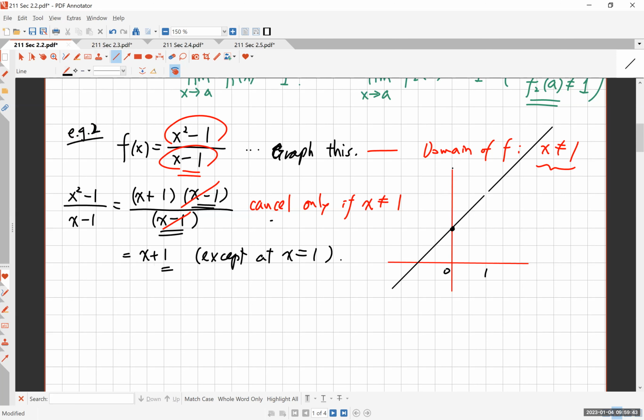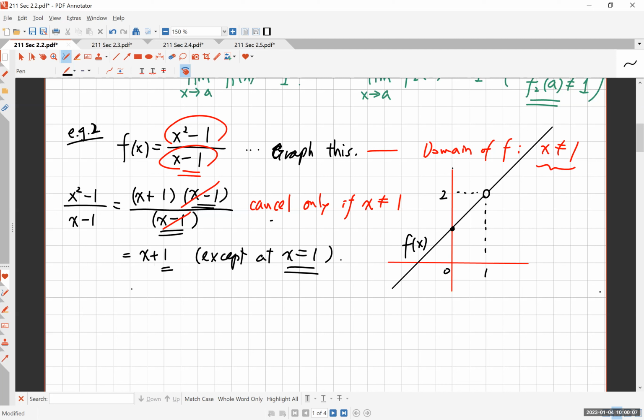Now, I drew this in 2 segments because something is happening at 1, right? Okay, what happens here? Can we just put a hole here? Yeah, that's exactly right. So this function f is a straight line with one hole where x is equal to 1, and y would be actually 2, but it's not there, right? Okay, so that's the function.